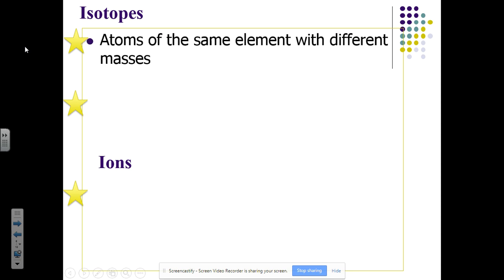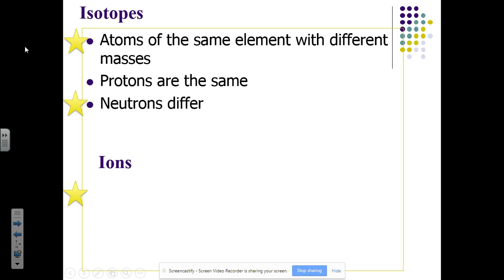Okay. So isotopes and ions, these are two definitions that you need to be familiar with. So isotopes are atoms of the same element with different masses. The protons will stay the same, but the neutrons differ. Because remember that in the last slide we said that protons determine what the atom is. So if you change the number of protons, they're not going to be the same element.